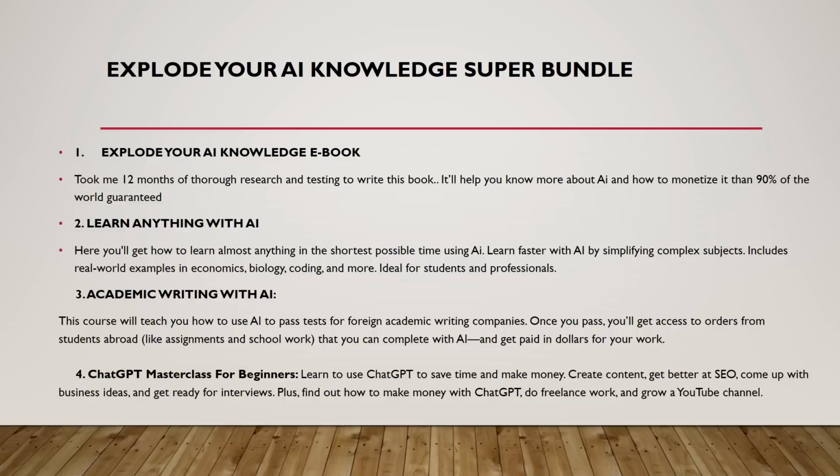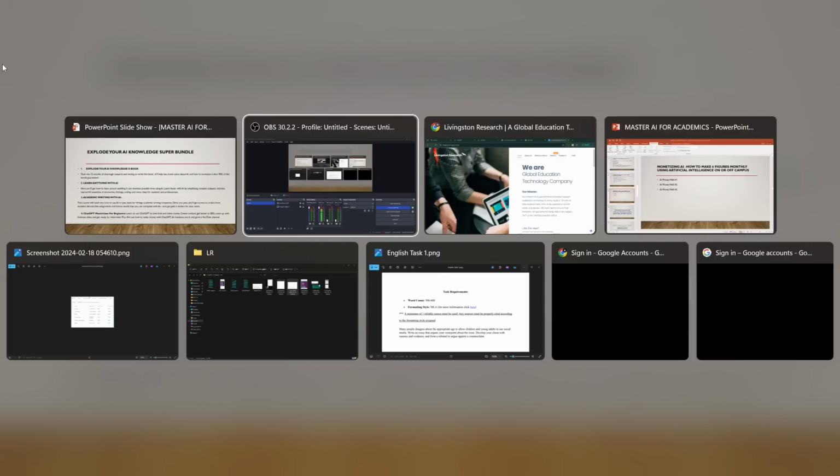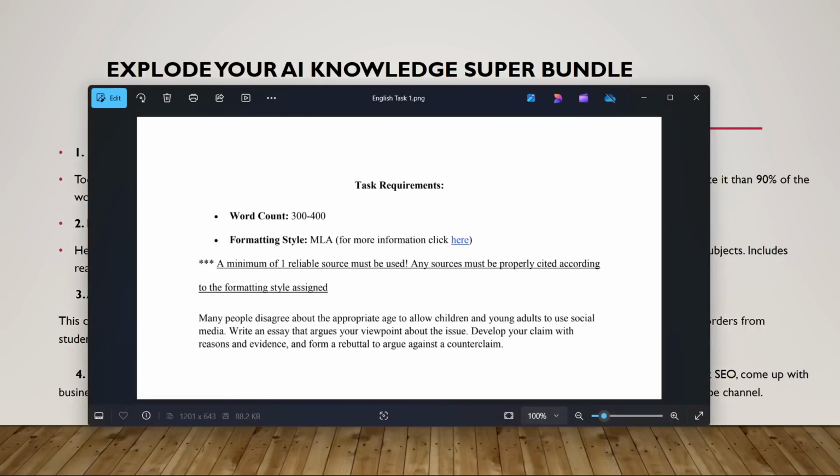Then number three, which should bring me back to the Livingston Research I talked about earlier, is Academic Writing with AI, one of my first and most successful courses, right? To teach you how to use AI to pass the tests of foreign academic writing companies. And once you pass, you get access to orders from students abroad, like assignments and schoolwork, that you can complete with AI and then get paid in dollars for your work. Let me show you an example of what it looks like when you gain access to Livingston Research.